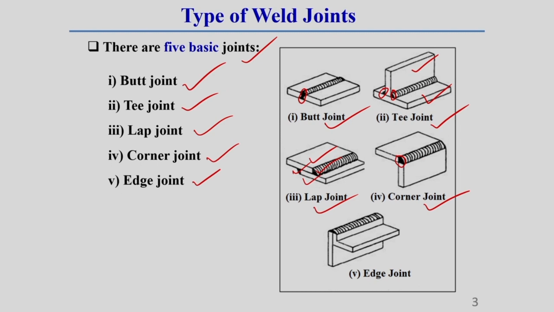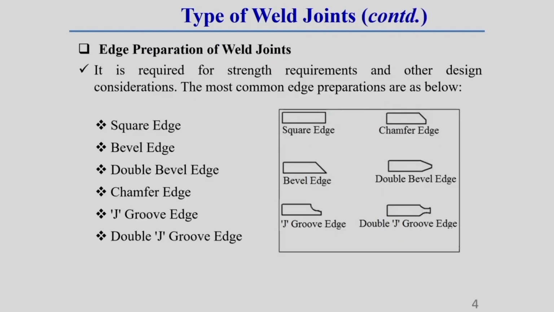Another one is called an edge joint. So, here you see an edge is formed by two components of a structure. After that, the welding is done in this edge, that is why it is called an edge joint. Now, you see these joints can also have different subcategories. This depends on its type of edge preparation. So, you should know the different types of edge preparation.